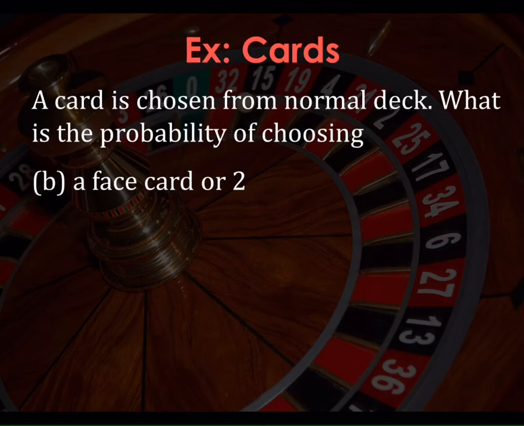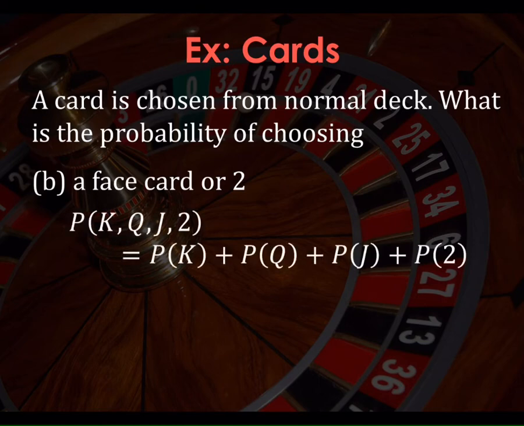B. A card is chosen from a normal deck. What's the probability of choosing a face card or 2? And remember, a face card is a king, queen, or jack, not an ace, despite what some students say. So the probability of getting a face card or 2 is the probability of getting a king, plus the probability of getting a queen, plus the probability of getting a jack, plus the probability of getting a 2.